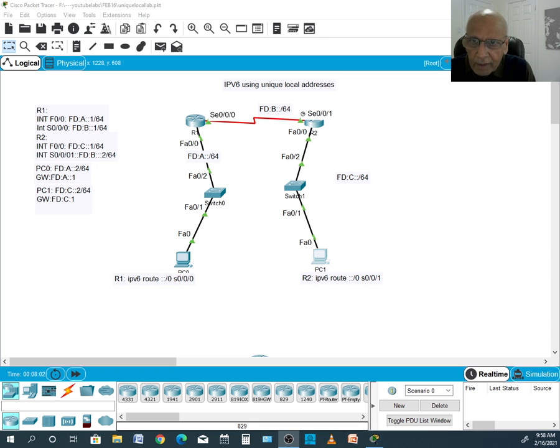Now as is very clear from the name, V6 means it's not IPv4. IPv4 means 4 octets, 32 bits, whereas IPv6 is all hexadecimal and they are 128 bits. Now these 128 bits, if you divide 128 by 4, you will get 32. Now why 4? Because 4 binary bits is equal to 1 hexadecimal digit.